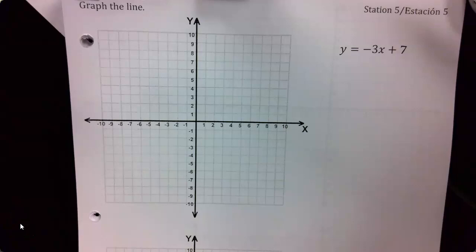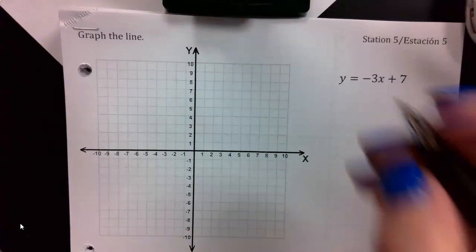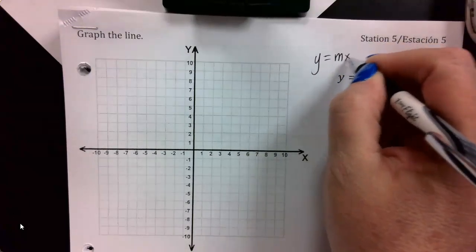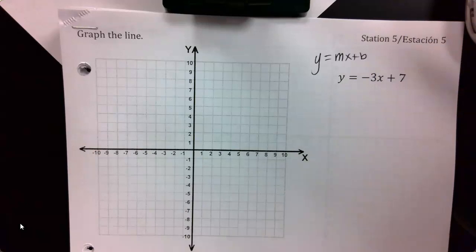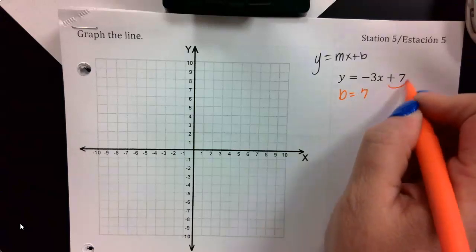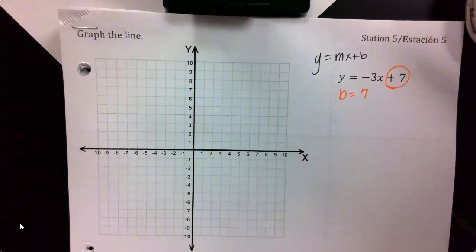So again, we are going to be working with our slope-intercept form. What we know is we have to graph our line. When we graph a line written in slope-intercept form, y equals mx plus b, we always start with the y-intercept. Our y-intercept is 7 because that's what's being added or subtracted to x.